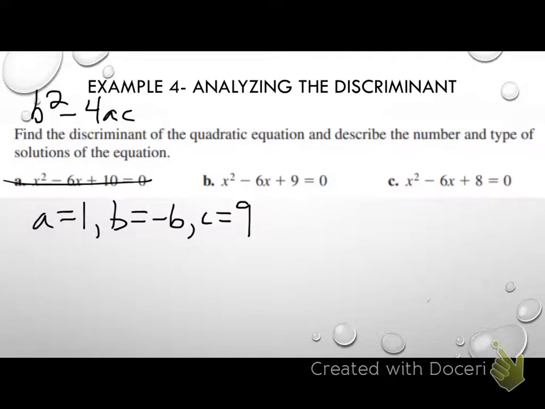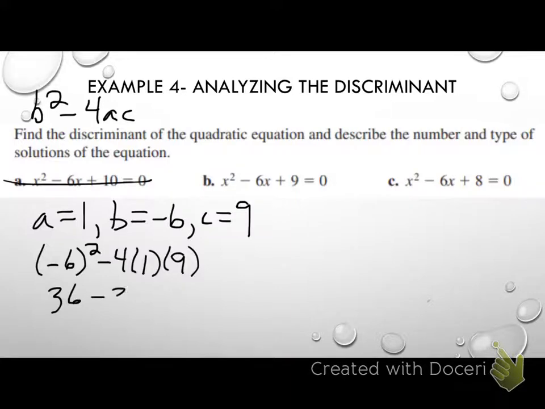Plugging these values into b squared minus 4ac, my discriminant, I get -6 squared minus 4 times 1 times 9. -6 squared gives me 36. -4 times 1 is -4. -4 times 9 is -36. So 36 minus 36 gives me 0.